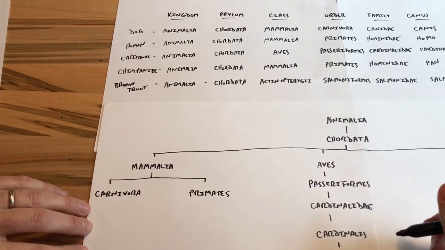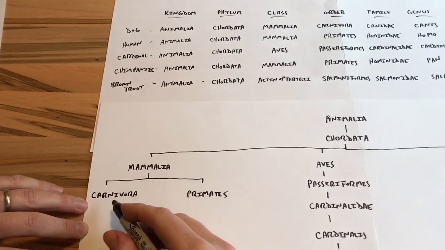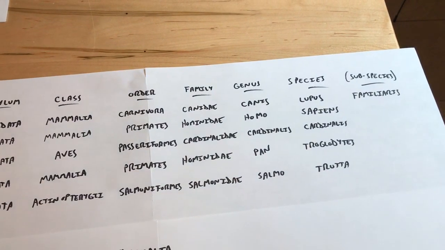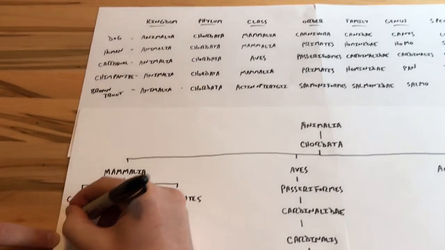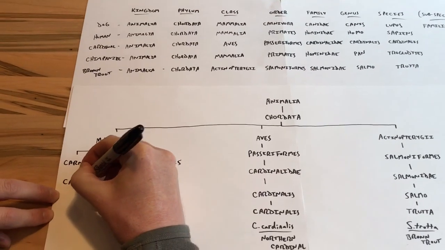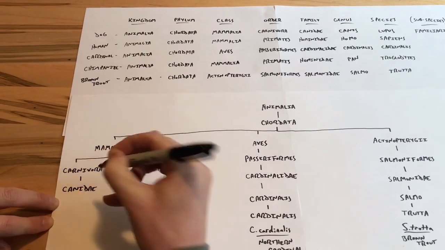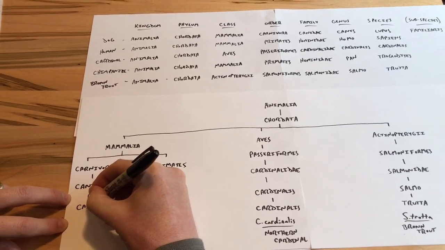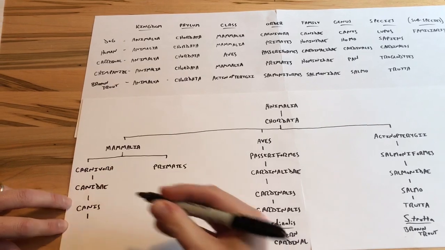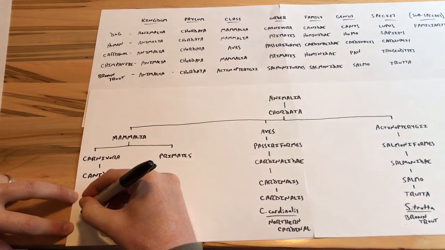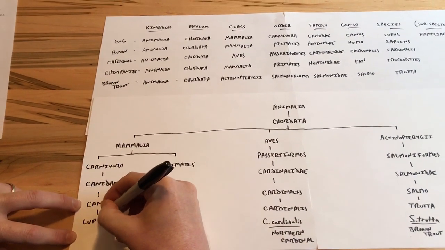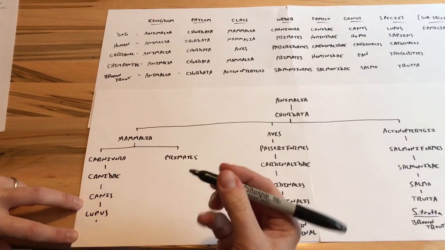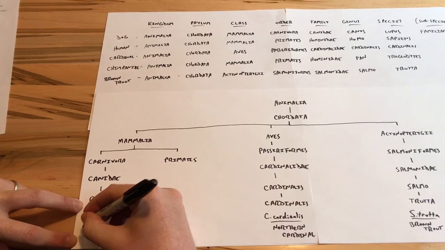So let's finish up with the dog first. So Carnivora was the order name. The family name then was Canidae. The genus name was Canis. The species name was lupus. And if we're going to do that subspecies, that quote-unquote eighth level, that would be familiaris.